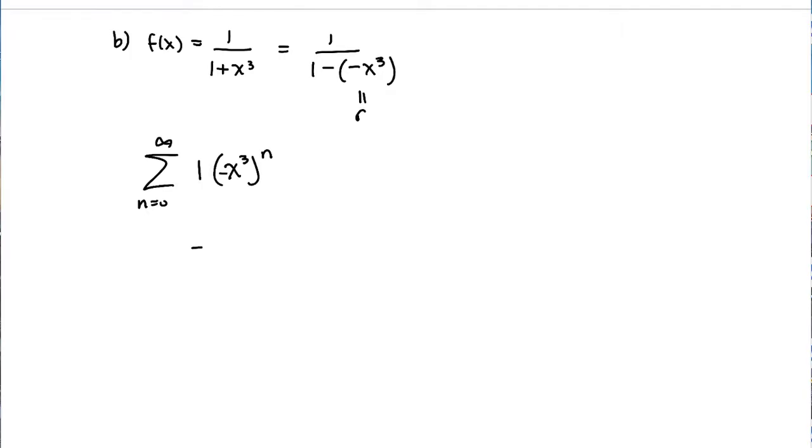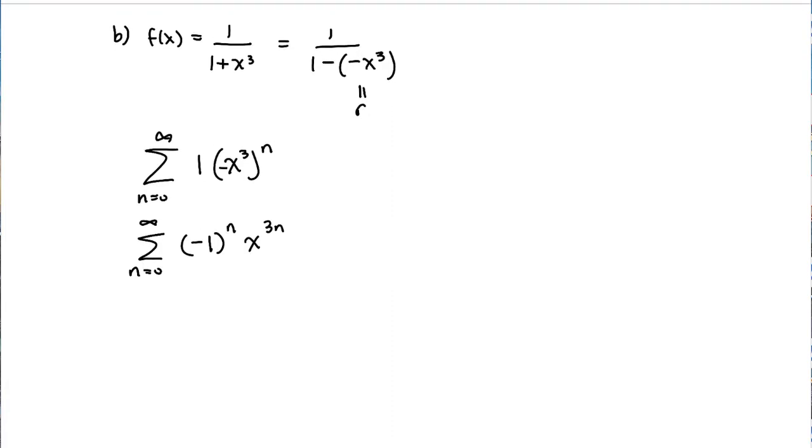I'm going to write this as negative 1 to the n times x to the 3n, just to make that notation a little bit more normal as to what we're used to looking at. And that's the final formula for it.